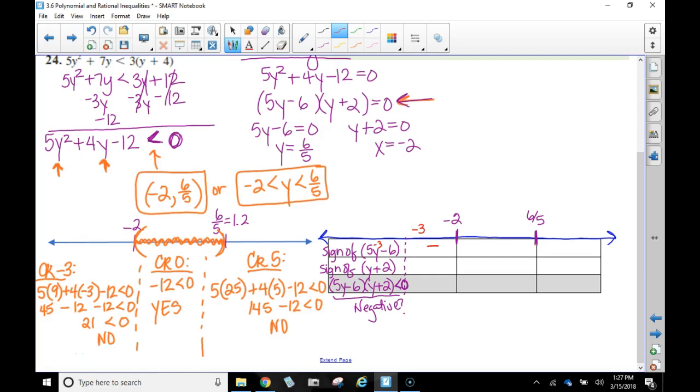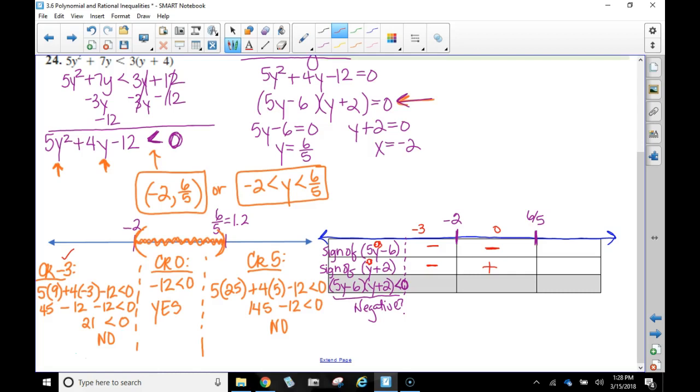Just kind of like I did over here. But I'm testing a negative 3 into each of the factors. So when y is a negative 3 here, negative 3 plus 2, that's still a negative quantity. Okay? Let's move along and let's test something in between negative 2 and 6/5. Think about now when y is 0. When y is 0, the sign of 5y minus 6 is 0 minus 6, which is a negative. And 0 plus 2 is a positive number, right?